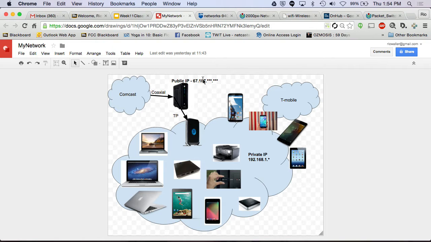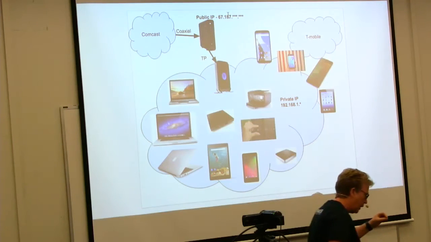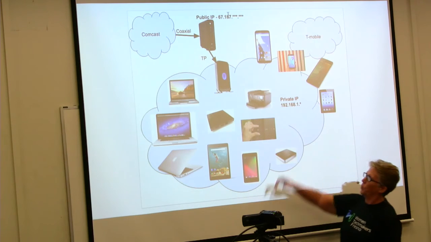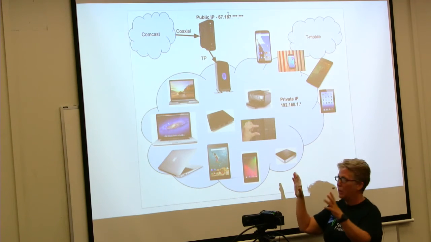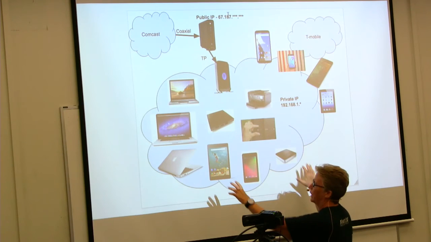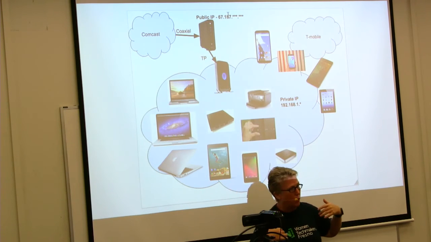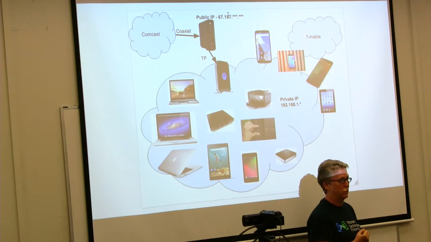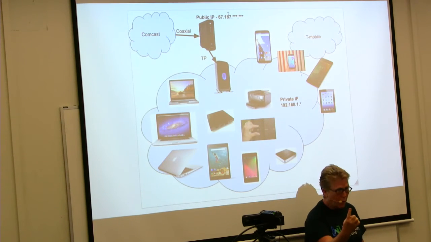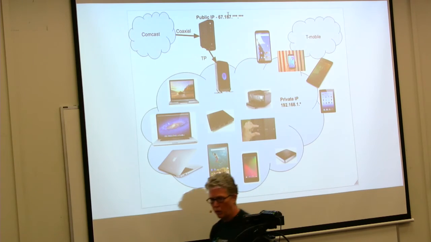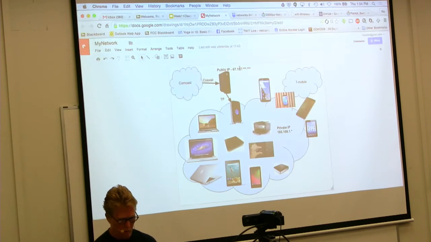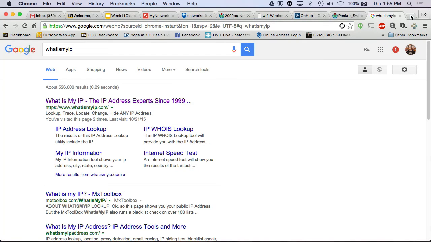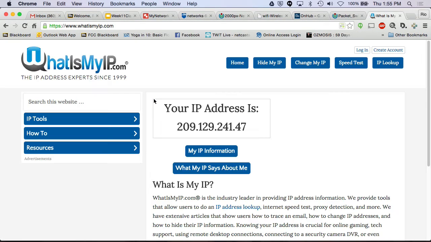So in your notes, there are 2 kinds of IPs. There's a public IP and there's a private IP. Okay? So the public IP, when Comcast is looking at all the traffic coming in from my network to them, they only see really one IP address. And that's the public one. Now, how do you find the public one? I think we've done this, haven't we? What is my IP?